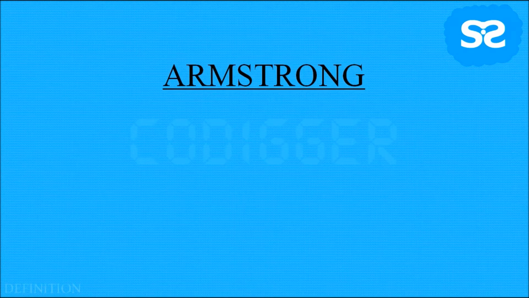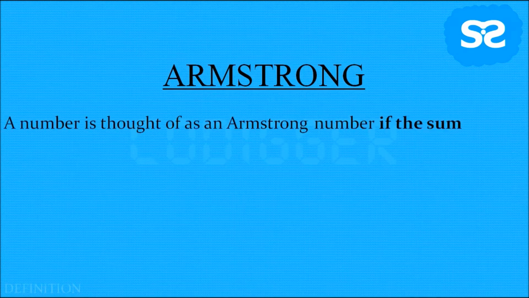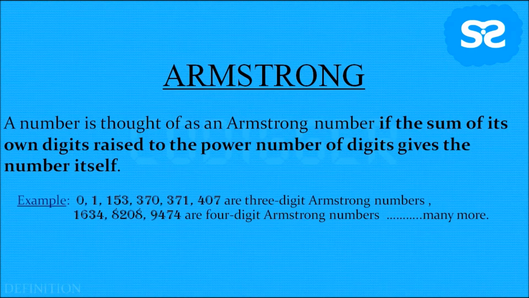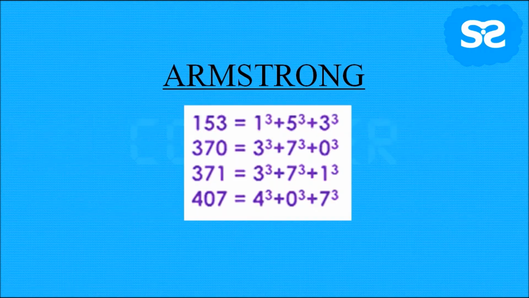First let's see the definition of Armstrong. A number is thought of as an Armstrong number if the sum of its own digits raised to the power of the number of digits gives the number itself. For example, 0, 1, 153, 370, 371, 407 are three-digit Armstrong numbers, and 1634, 8208, 9474 are four-digit Armstrong numbers and many more.